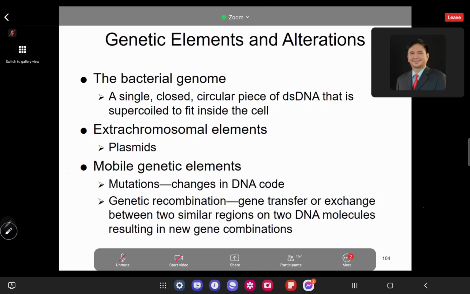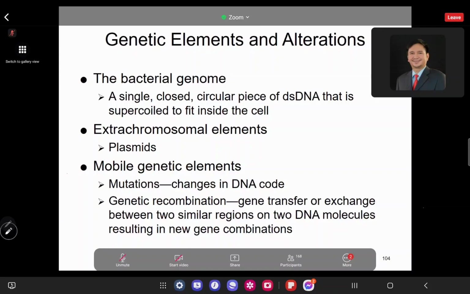So what are the significant genetic elements and alterations? Let's start with the bacterial genome. It's a single closed, circular, double-stranded DNA. So it's a double-stranded DNA molecule which is supercoiled to fit within the bacterial cell.